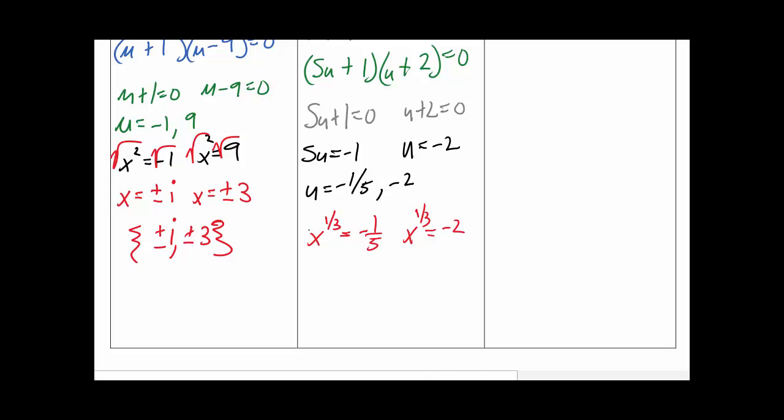And then, how does one get rid of a third as an exponent? Well, if you want to figure out what x is, then you want to go ahead and cube both sides. So I end up with x equals -1/125 and -2 cubed gives us -8.